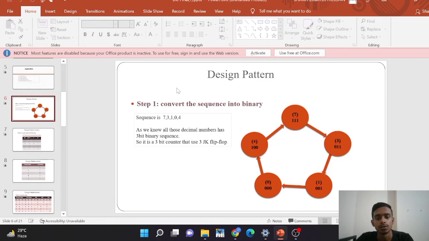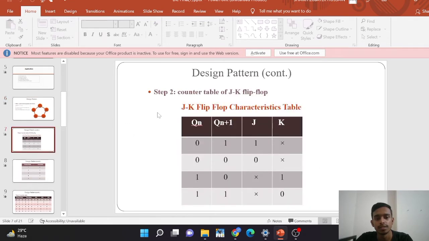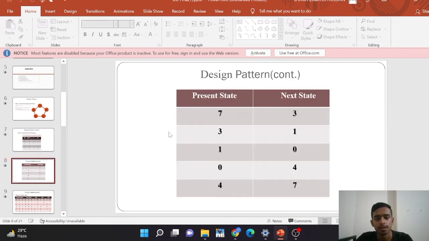Step 1: convert the sequence into binary. Sequence is 7, 3, 1, 0, 4. As we know, all those decimal numbers have a 3-bit binary sequence. So it is a 3-bit counter that uses 3 JK flip-flops. And step 2: counter table of JK flip-flop. JK flip-flop characteristics table and present state and next state.